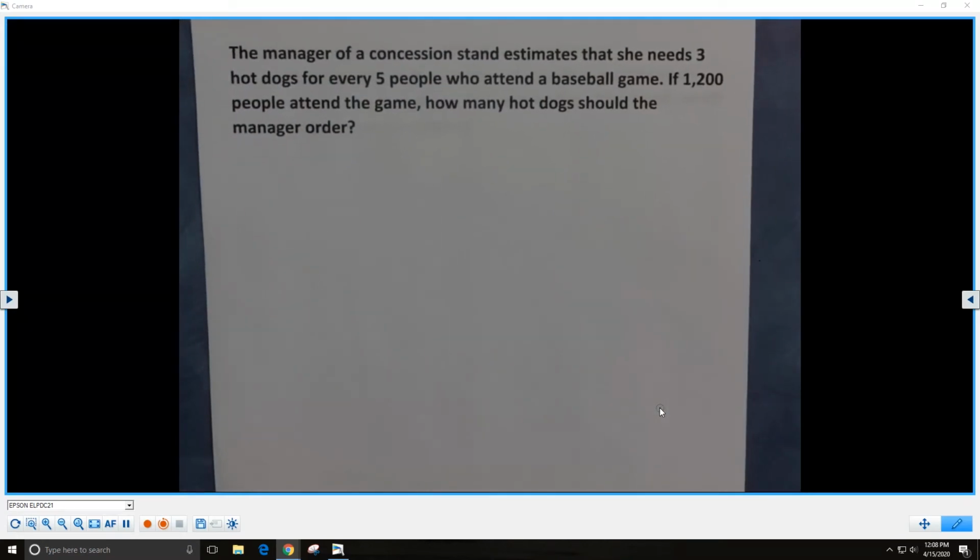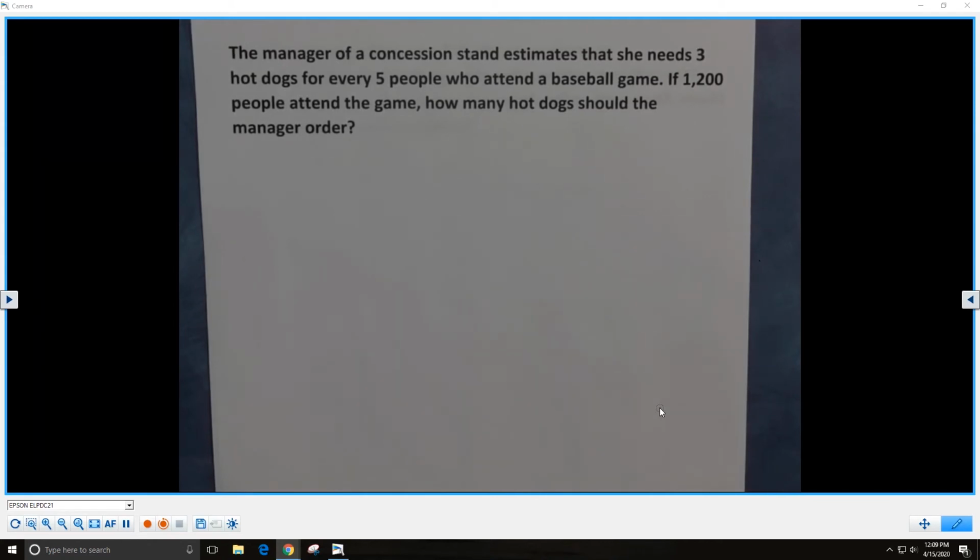Okay, here's another example. The manager of a concession stand estimates that she needs 3 hot dogs for every 5 people who attend a baseball game. If 1,200 people attend the game, how many hot dogs should the manager order? Well, from our previous examples, what's going to be your first step? Right, you need to calculate the constant of proportionality. Why do we need that constant of proportionality? Right, again, we need the constant of proportionality so that we can write an equation and then use the equation to solve the problem.